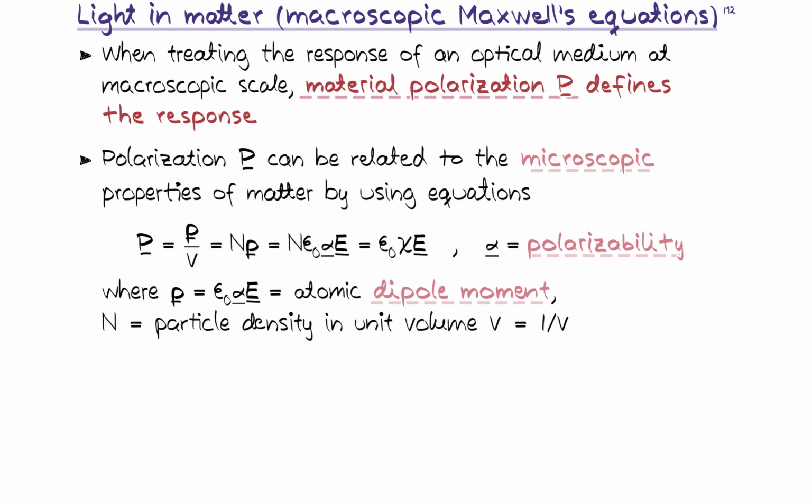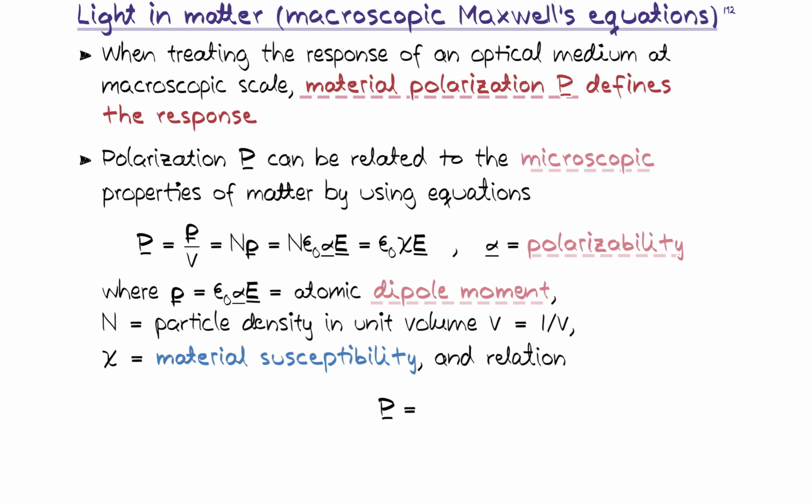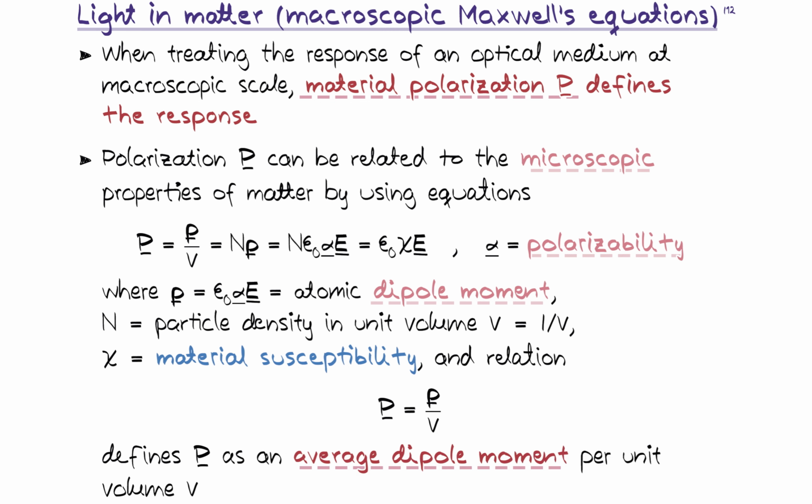Okay, N was the particle density, and chi, as I said already, is the material susceptibility, and that's where the magic happens on a macroscopic scale. This is the question mark we often do not know. What is the material susceptibility of my piece of an optical material? And the relation in the beginning, capital P equals small p divided by V, of course defines that the source polarization, the material polarization, is essentially an average dipole moment per unit volume V. So it's that kind of quantity: how on average the medium responds to incident radiation.